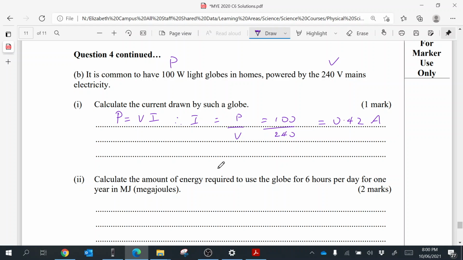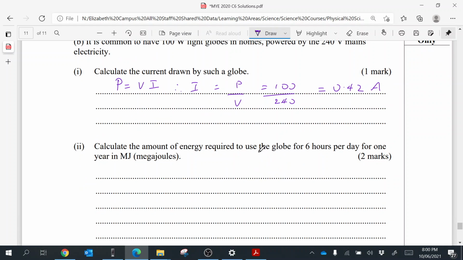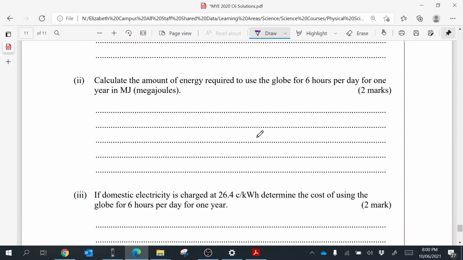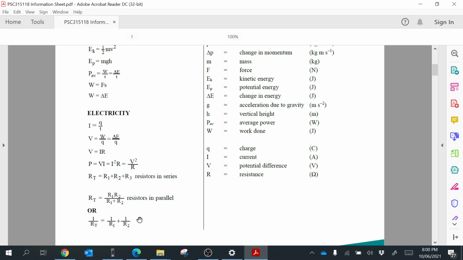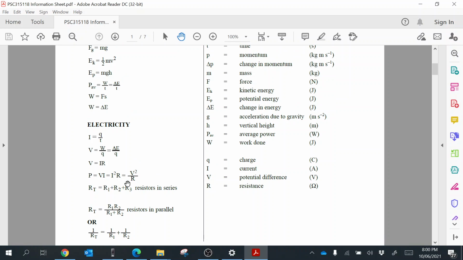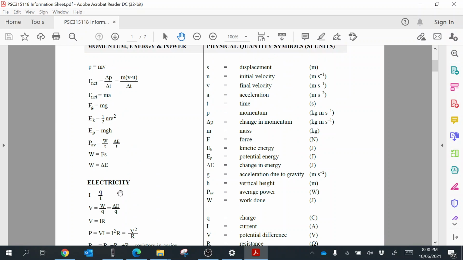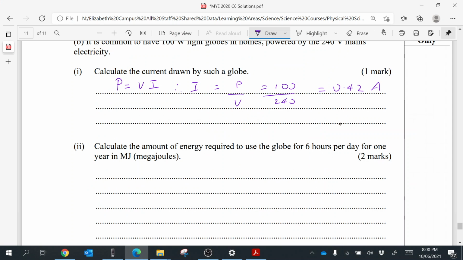Calculate the amount of energy required to use the globe for 6 hours per day for 1 year in megajoules. Okay, so remember that P is equal to energy over time. That means that energy is equal to P times time.